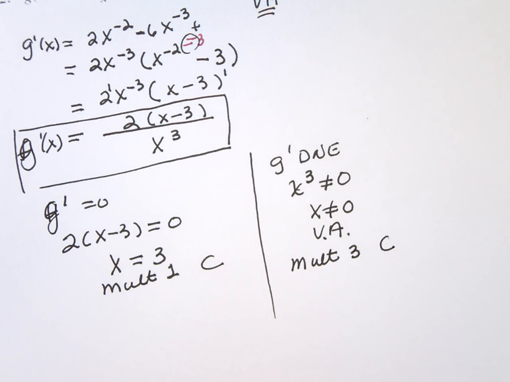It doesn't matter what the 0 is, whether it's a VA or not. If it's a multiplicity 2, there would be no change. Multiplicity 3, there's a change across the VA. That means on one side of the VA, it's increasing. On the other side of the VA, it would be decreasing. Or increasing followed by increasing.